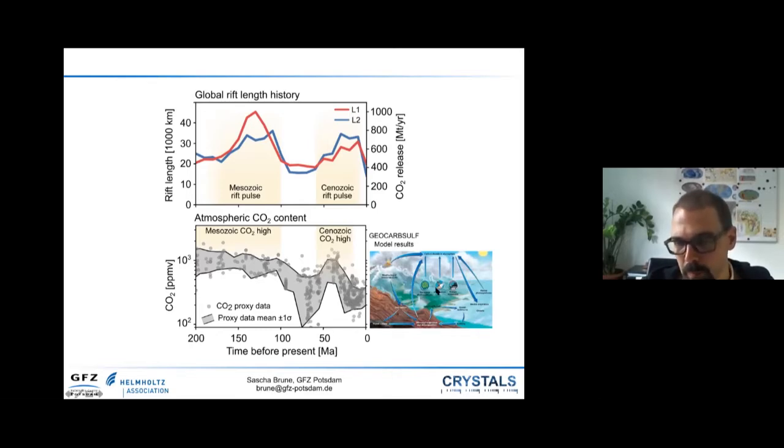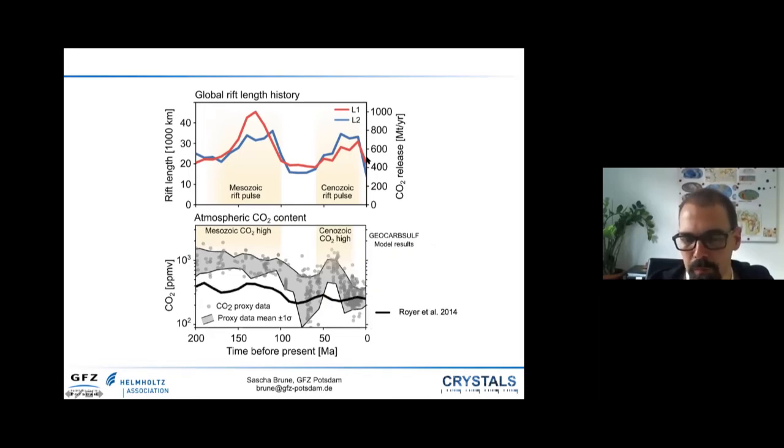And now I take the carbon cycle models that I mentioned in the beginning that link all these carbon boxes, and I include rift length explicitly into these carbon cycle models in GEOCARBSULF.